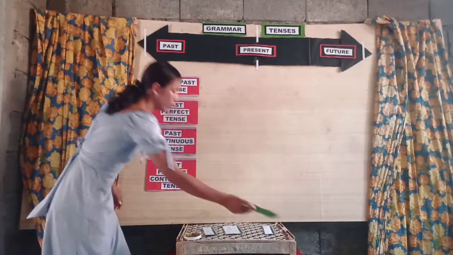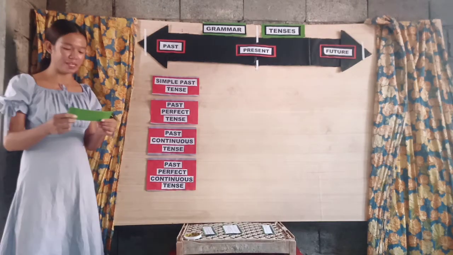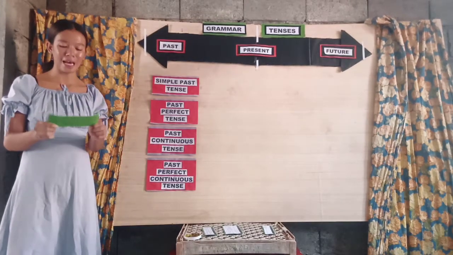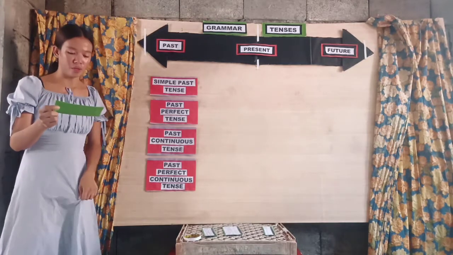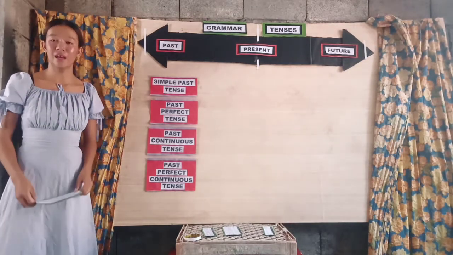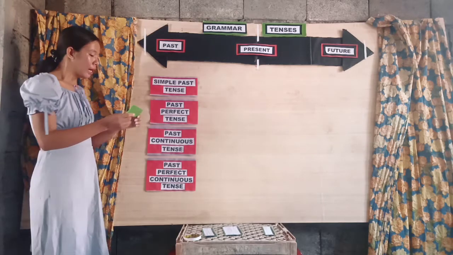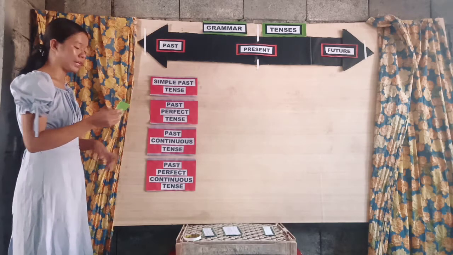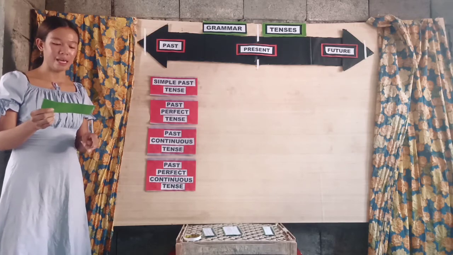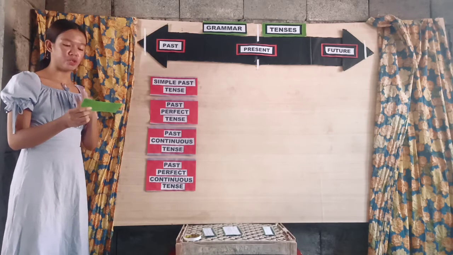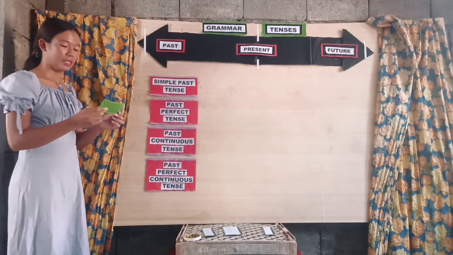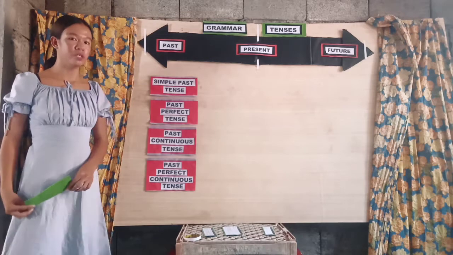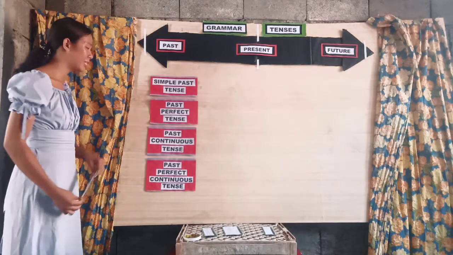The second one is the past perfect tense. This is the rule: subject plus had plus V3 plus object. For example, Samit had left the job. Here the subject is Samit plus had, then left, which is the third form of the verb, or the V3, of leave, followed by the object. So that is all about the past perfect tense.